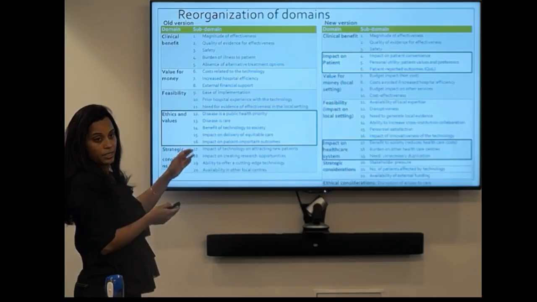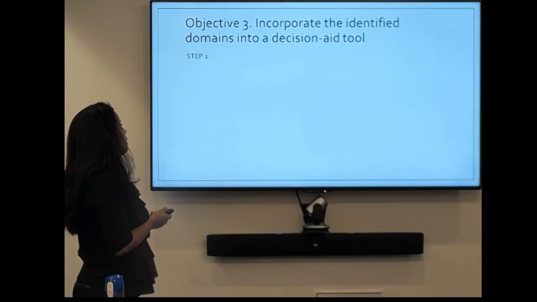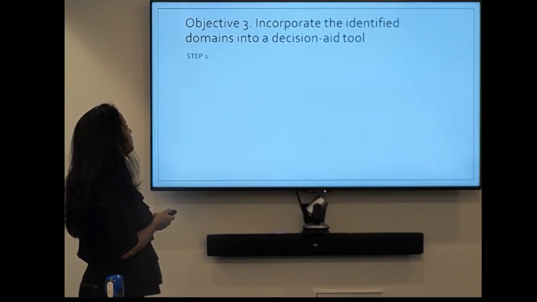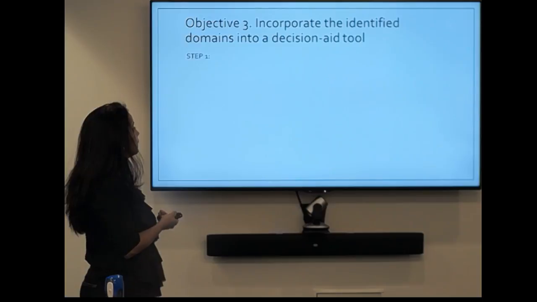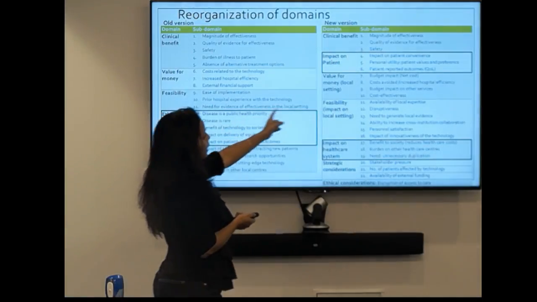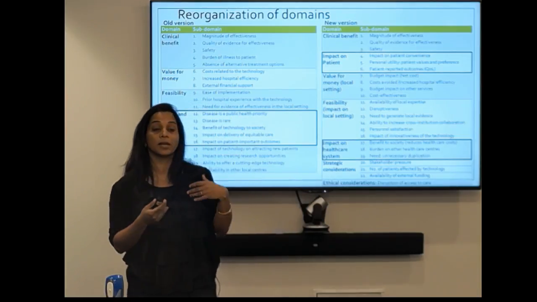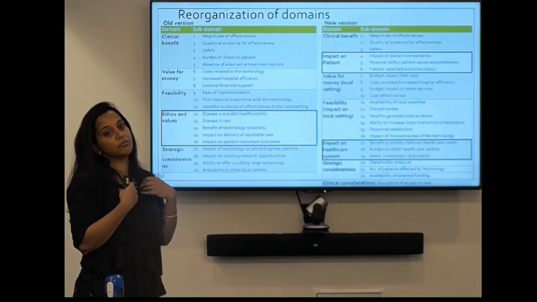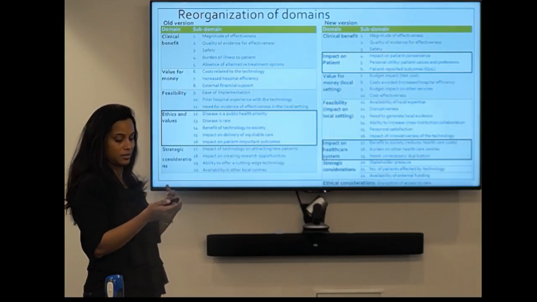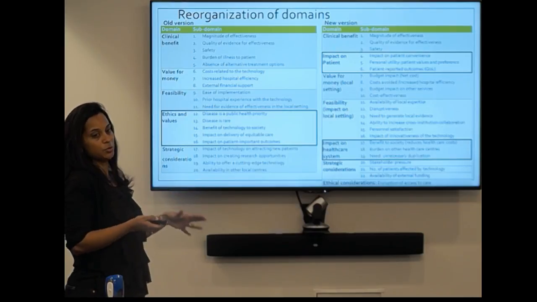But no, we didn't drop anything. We distributed it. So we do have that as one of the criteria. So it's a little more specific. We look at patient values and preferences. So something that we would then be forced to actually assess, as opposed to being a little more nebulous and saying, it could go anywhere.